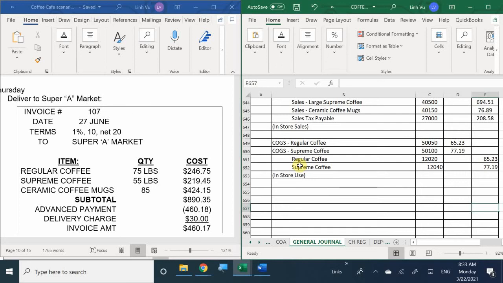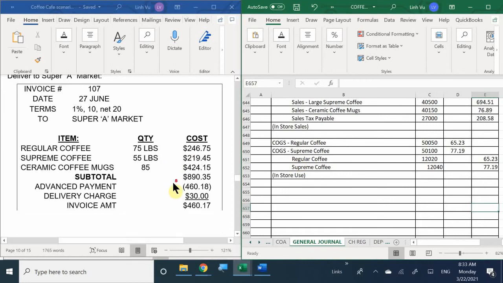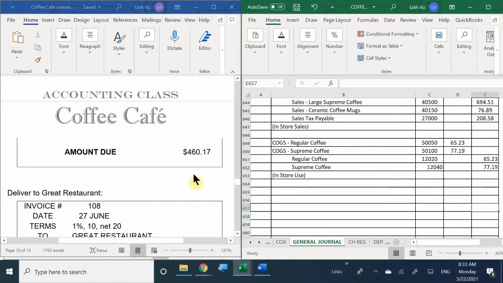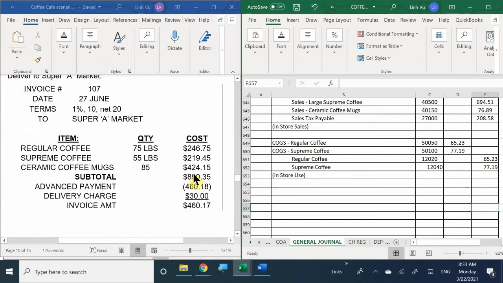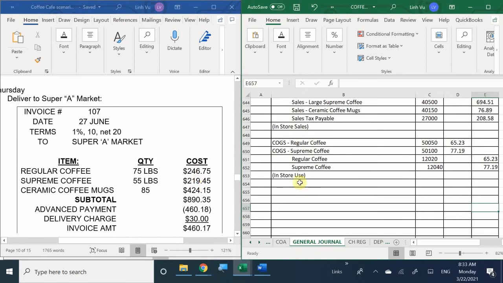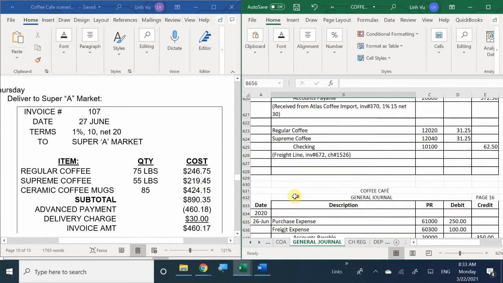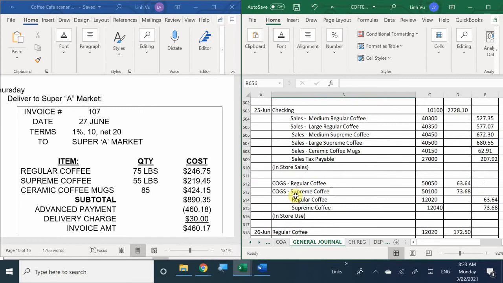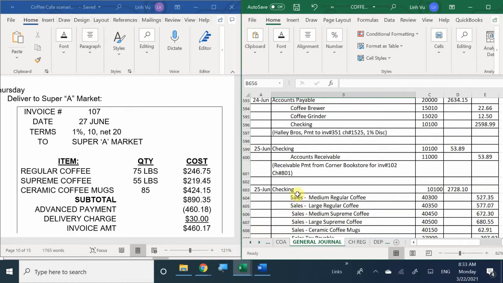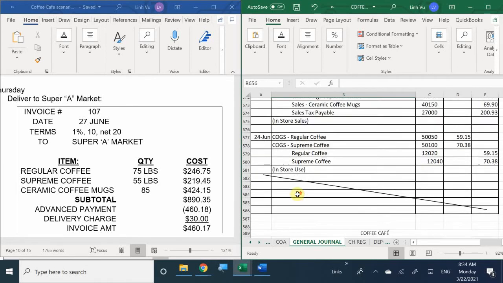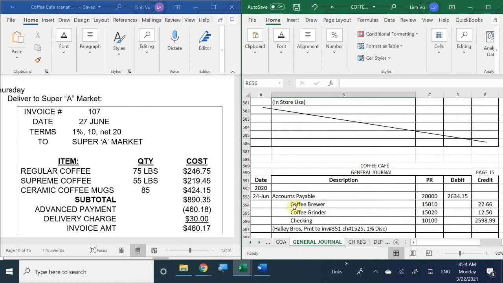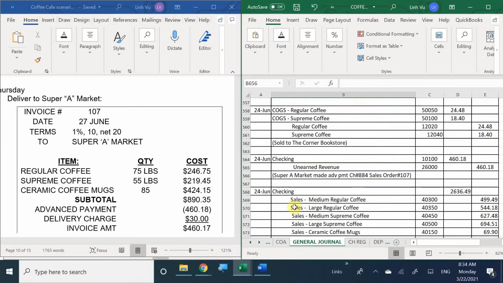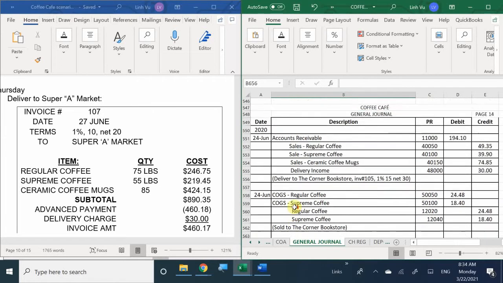Delivered to Super A Market. Yes, we did for all of this. Let's look at Super A Market though. Okay, that's pretty much it. So what am I going to journalize here? Accounts receivable and sales. I'm looking for it. Accounts receivable and sales. 24th.